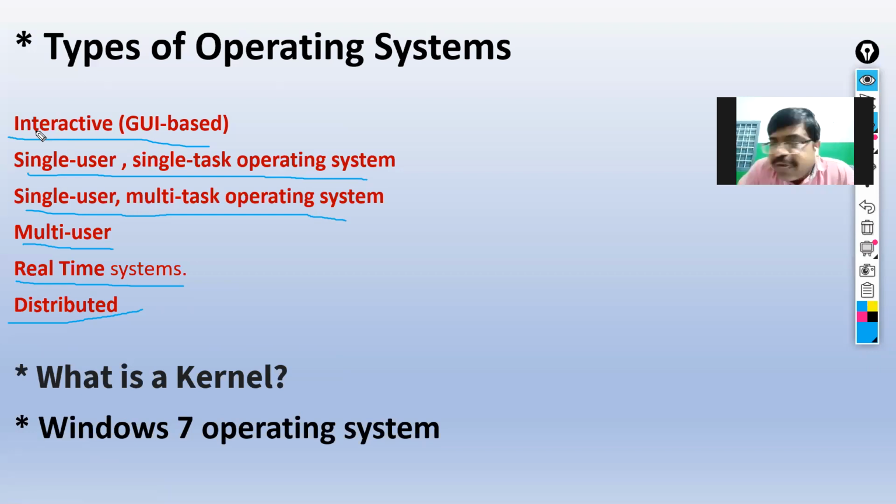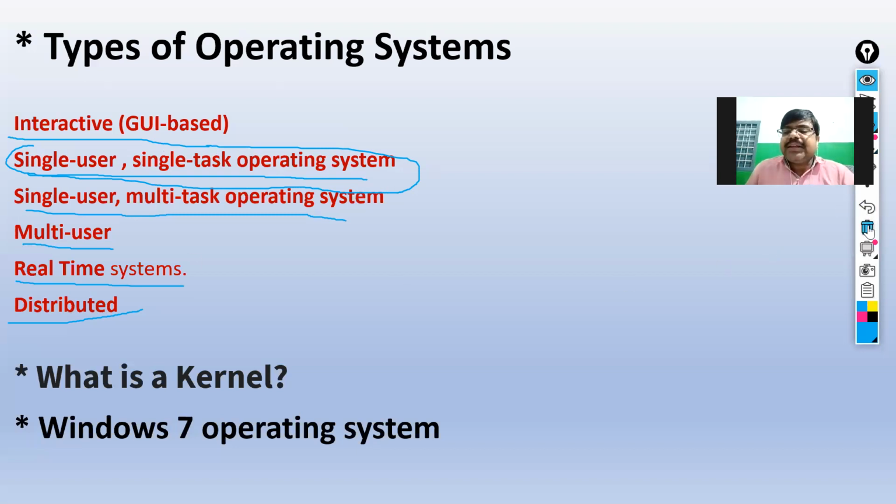A graphical user interface is a user-friendly operating system in which commands can be entered by clicking, double clicking, right clicking a mouse. Windows operating system is an example of an interactive operating system which we use nowadays, my dear. Next one is single task operating system. This type of operating system allows only one user to do one task on a computer at a time.